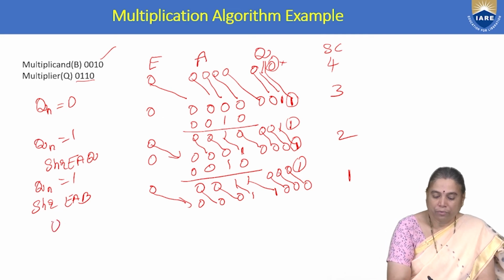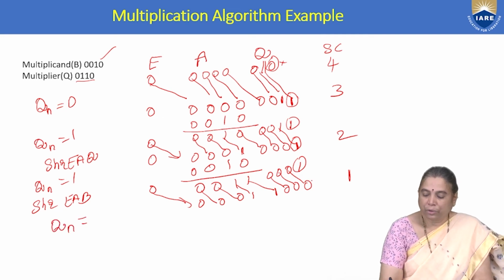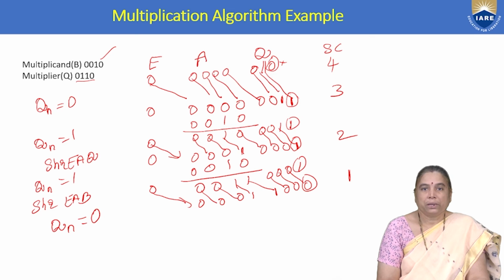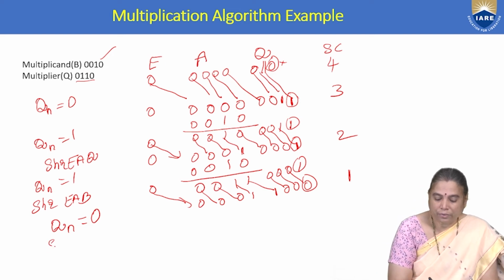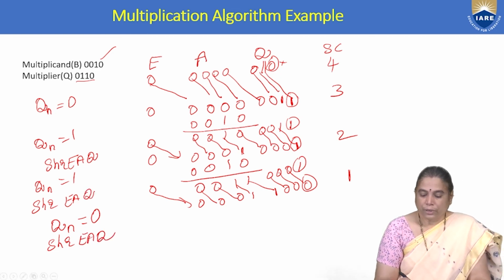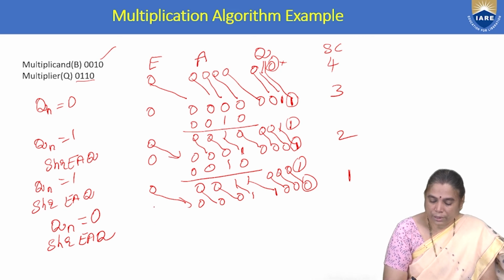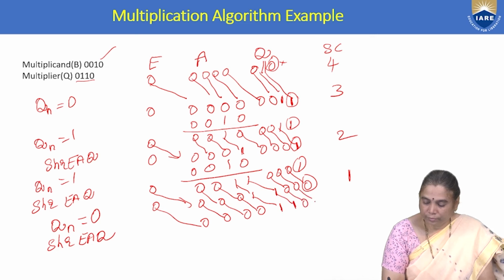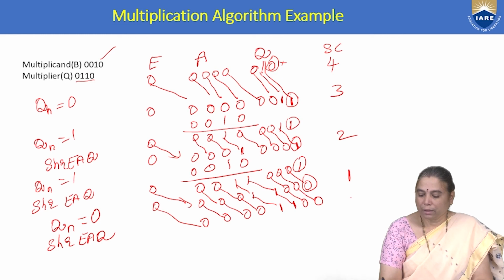And again the Qn value can be considered. The Qn can be 0. In case of Qn is 0, no addition operation can be performed. Only shift right operation can be performed. So we have to apply SHR on EAQ. So here shift the operations here. And decrement the counter to 0.